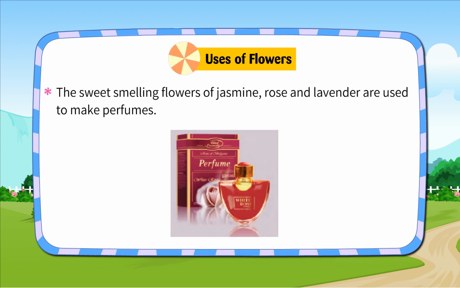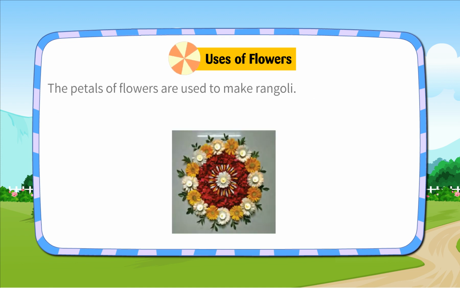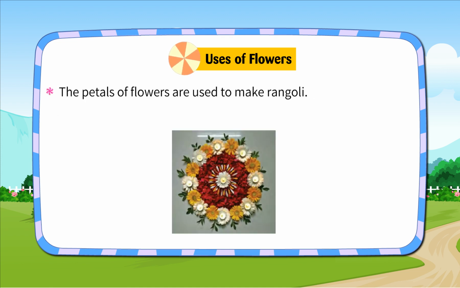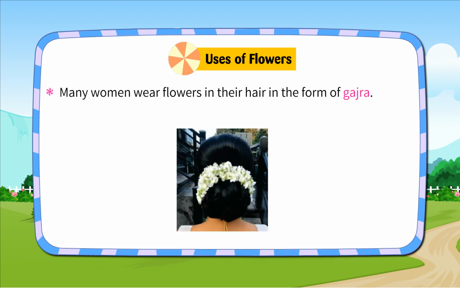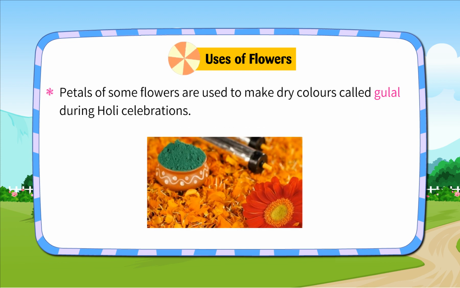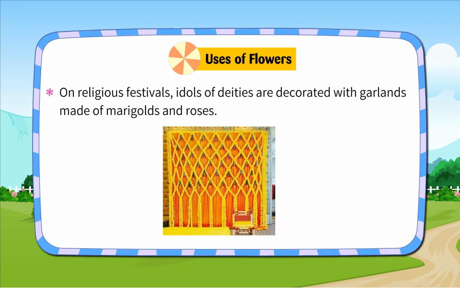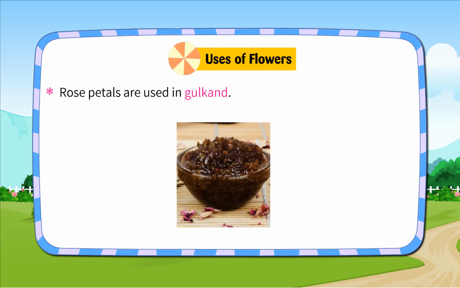The sweet-smelling flowers of jasmine, rose and lavender are used to make perfumes. The petals of flowers are used to make rangoli. Many women wear flowers in their hair in the form of gajra. Petals of some flowers are used to make dry colors called gulal during holy celebrations. On religious festivals, idols of deities are decorated with garlands made of marigolds and roses.